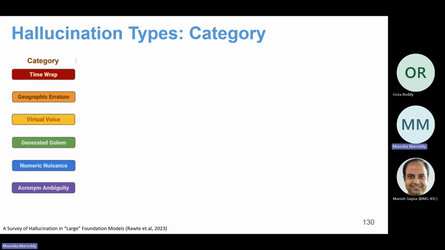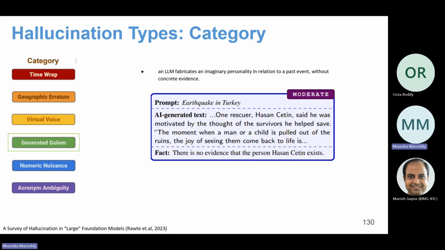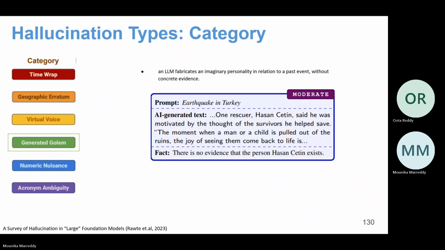Then comes the generated golem. Here, the LLM fabricates an imaginary personality in relation to a past event without concrete evidence. Here, the prompt is the earthquake in Turkey, but there is no evidence that a person named Hassan exists. But the LLM generated text about Hassan, saying that he rescued the survivors and helped them and so on. But this is false, which is related to the generated golem.